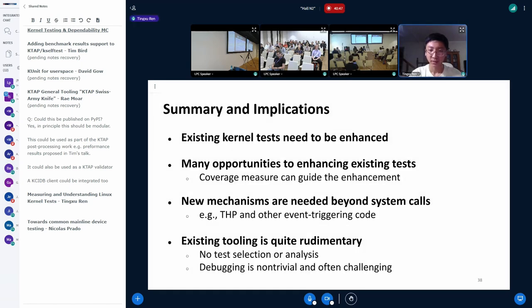In summary, we have the following observations. Firstly, we think that existing kernel tests do need to be enhanced. And secondly, we think that there are many opportunities to enhance existing tests. For example, as I've demoed before, coverage measurement can guide the enhancement. And thirdly, we think that new mechanisms are needed beyond system calls. For example, THP and other event triggering code are not easily accessed by traditional mechanisms. And we also think some existing tooling is quite rudimentary because we didn't find handy tools for test selection and analysis.